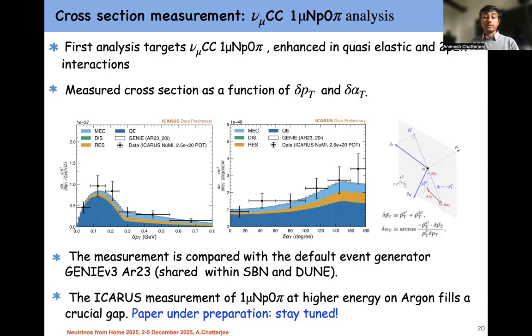Then this result is compared with the default GENIE generator, which is a common cross-section generator framework for SBN and DUNE. The key significance of this analysis is filling the gap at the higher energies for the 1 muon, N protons, 0 pion final state on argon, which is a crucial gap, and this will be useful for the future DUNE experiment. The paper is under preparation, so stay tuned to see the final paper.